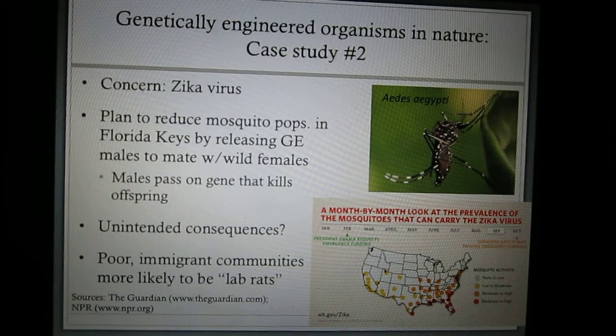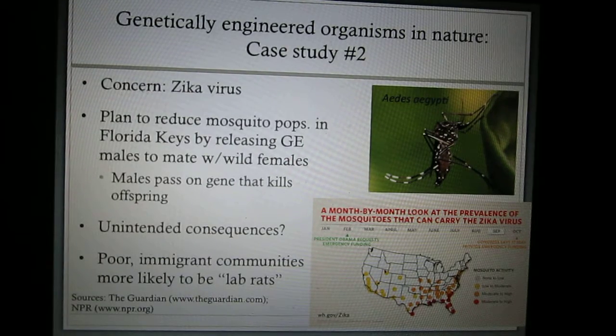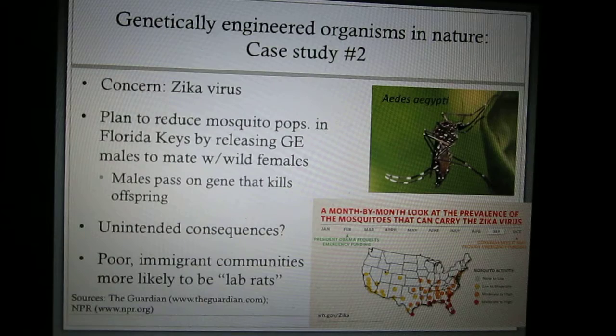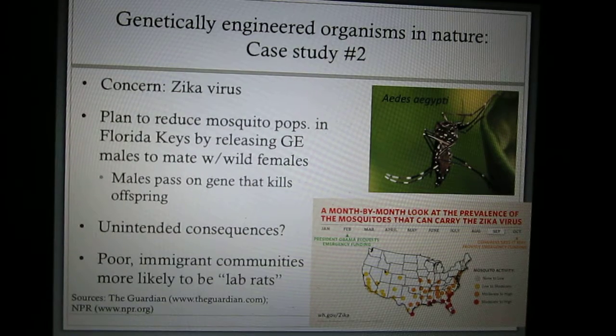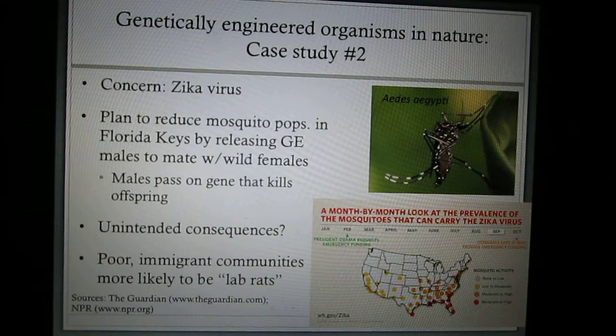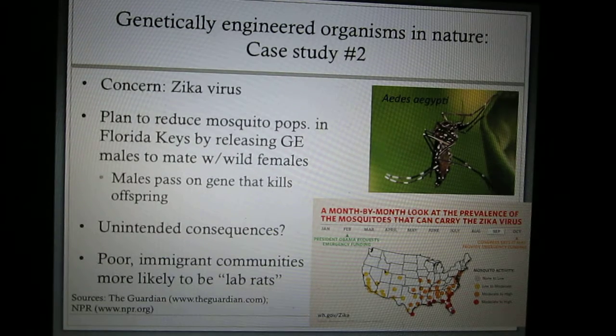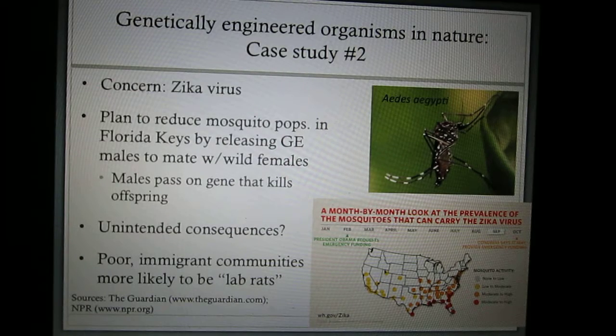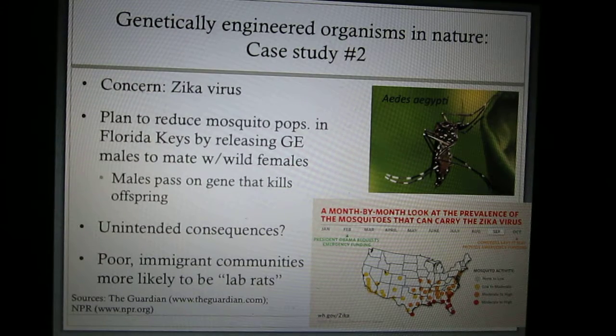In the second case study, we have the Aedes aegypti mosquito. The concern is that this is the mosquito that transfers Zika virus, and this mosquito is found throughout the southern half of the United States. You can see on the bottom right there's this map showing the prevalence of these mosquitoes during the month of September. There's a lot in Florida, Louisiana, Alabama, up to South Carolina, some in Texas. So this is a big concern.